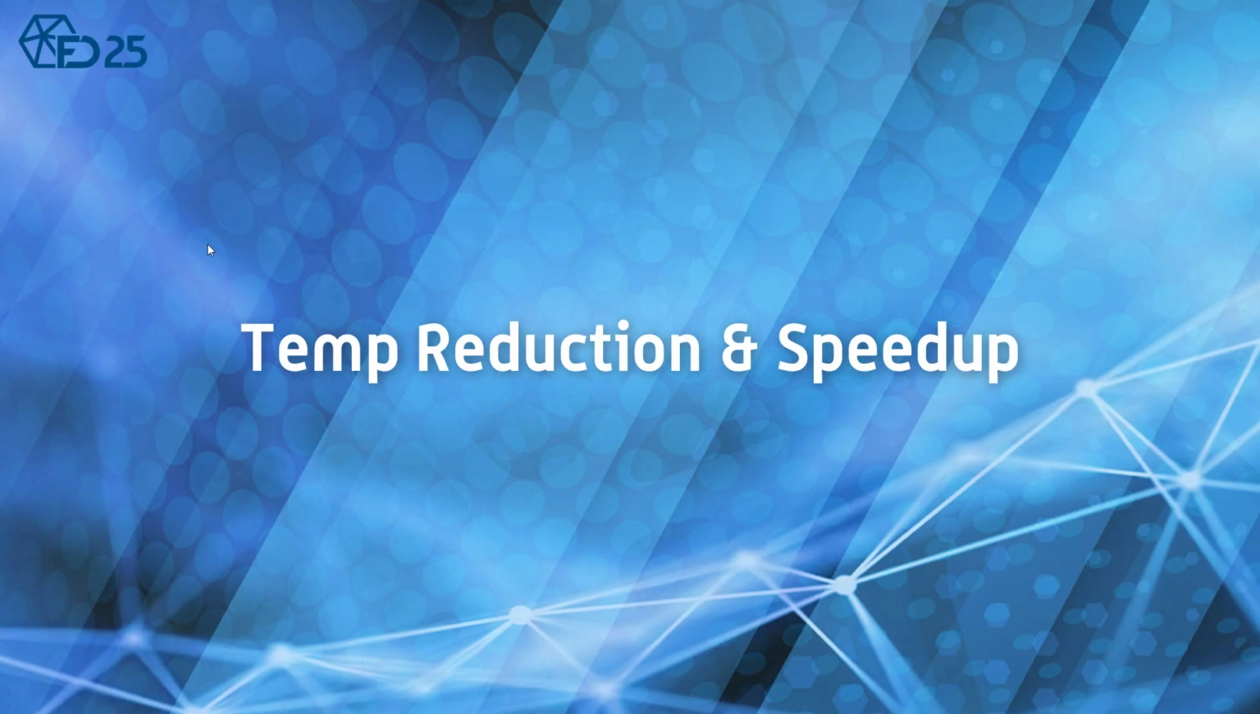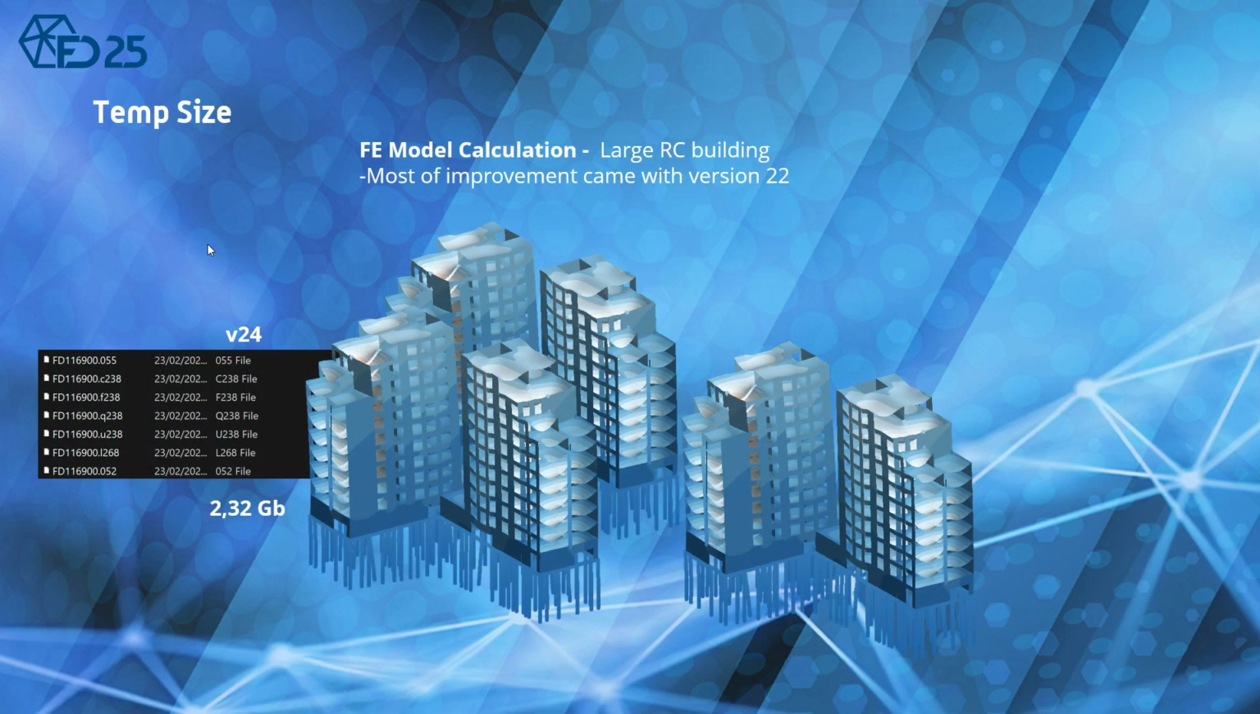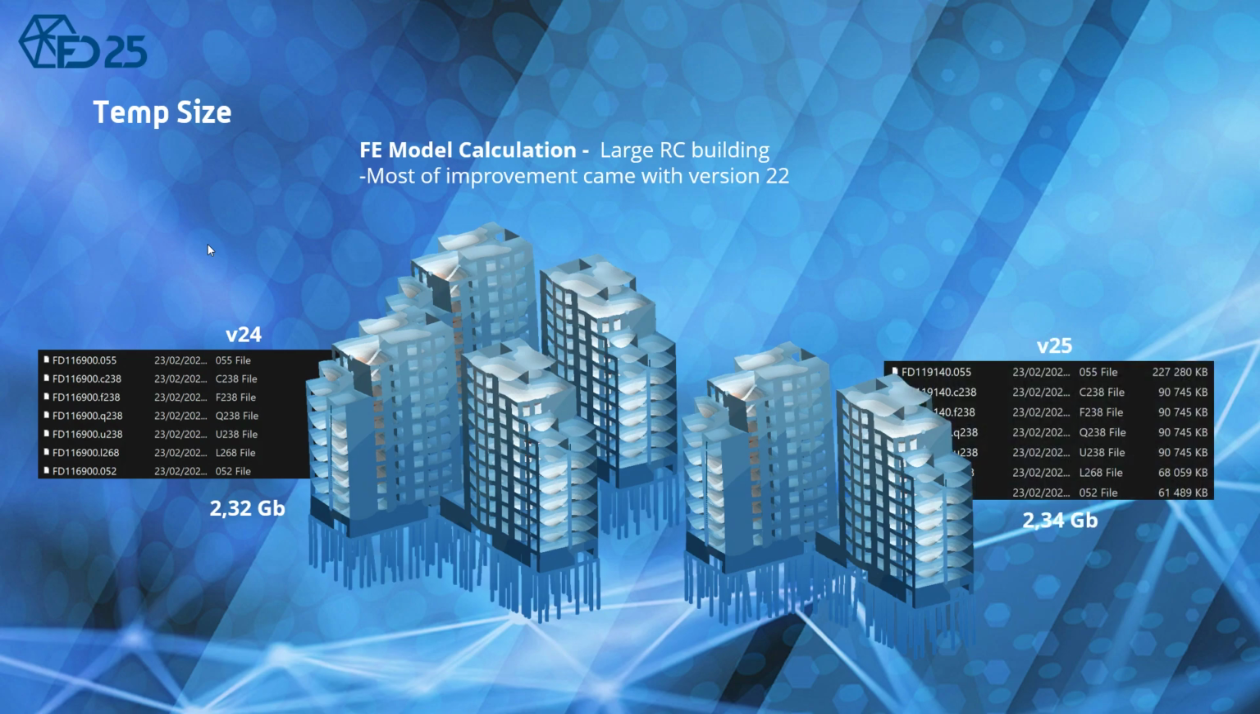Then we did some modifications to temporary files. When you use the software, it will write the data to hard disk. First you can compare the finite element calculation, and there's hardly any reduction in this part of the software. If you calculate this big model, like 5 different buildings, including a lot of stuff, here is the temp file size. In the finite element calculation, it doesn't affect a lot, because we did a lot of improvement in version 22.